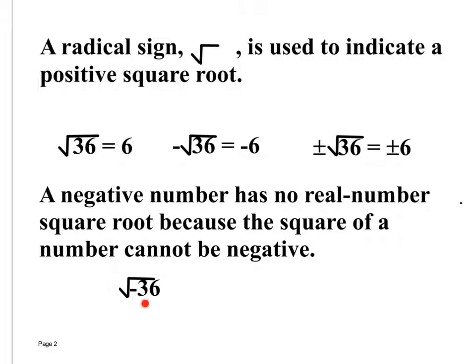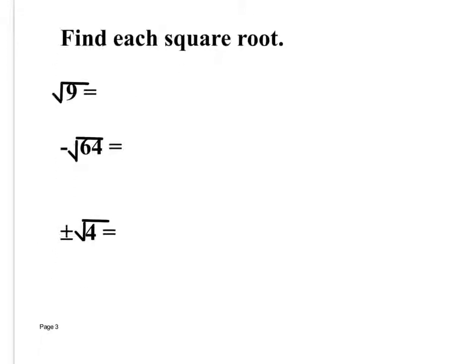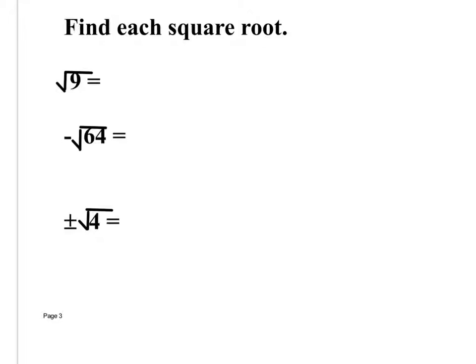If you see this, if they ask for this square root, the answer here is no solution. Does everybody understand? No solution. All right, write this down. Find each square root. So the square root of 9, if you don't know, go through your squares: 1, 4, 9, 16. Oh, I know what 9 is. It's 3. Negative square root of 64. You know the square root of 64 is 8, so the negative square root of 64 would be negative 8.